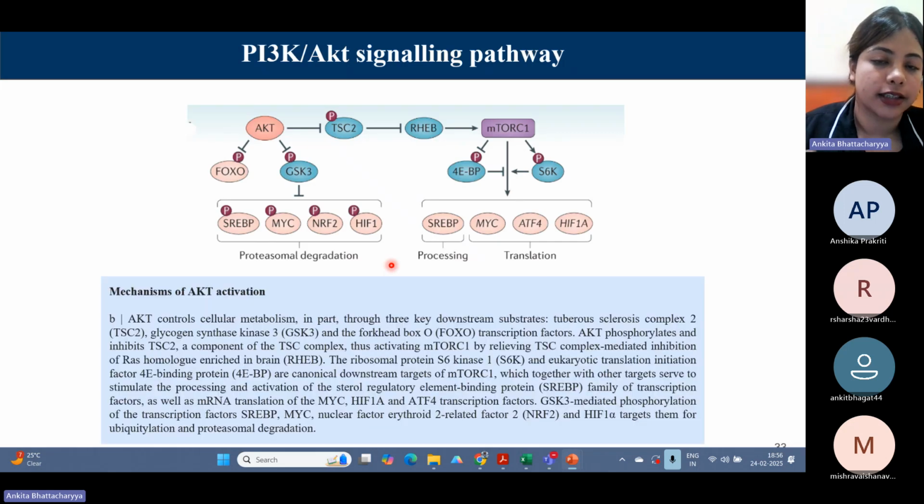We already discussed the fact that it helps in cell survival, all of those other pathways. But also AKT regulates cellular metabolism through several downstream substrates. For example, TSC2, a component of the TSC complex which activates mTORC1. All of these are downstream pathways. You don't need to put a lot of effort into remembering it. But basically understand that downstream of AKT, you have mTORC1 and a lot of different types of regulators which have huge roles to play in cancer.